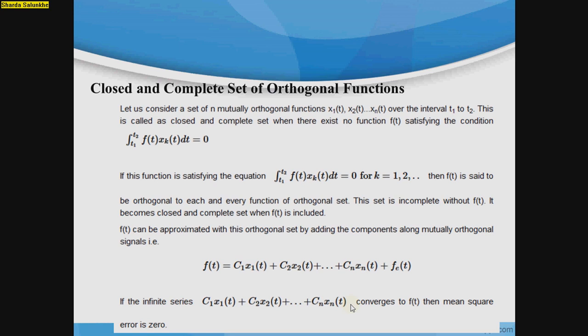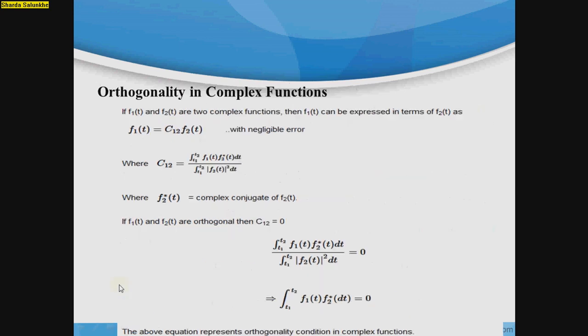This set is incomplete without f of t. It becomes a closed and complete set when f of t is included. So f of t can be approximated with this orthogonal set by adding the components along the mutually orthogonal set. So the function f of t is equal to c1 x1 of t plus c2 x2 of t up to cn xn of t, and add the error function. Then if the infinite series of c1 x1 of t plus c2 x2 of t up to cn xn of t converges to f of t, then the mean square error is 0.